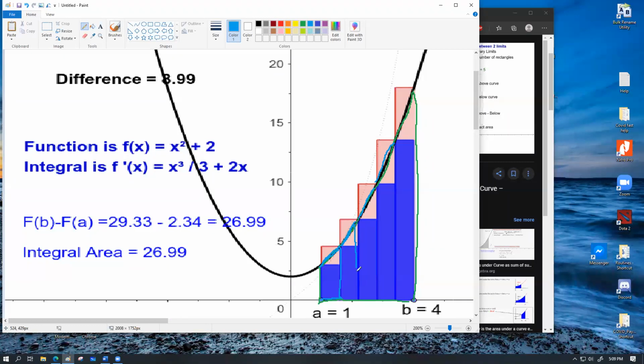Then we can take this one as a second trapezium, and we can consider this one as a third trapezium, and so on and so forth.